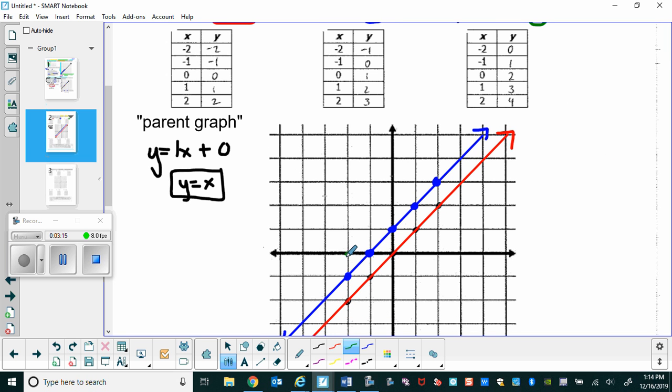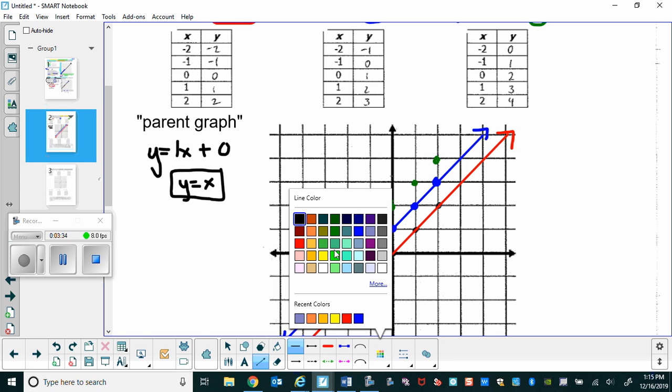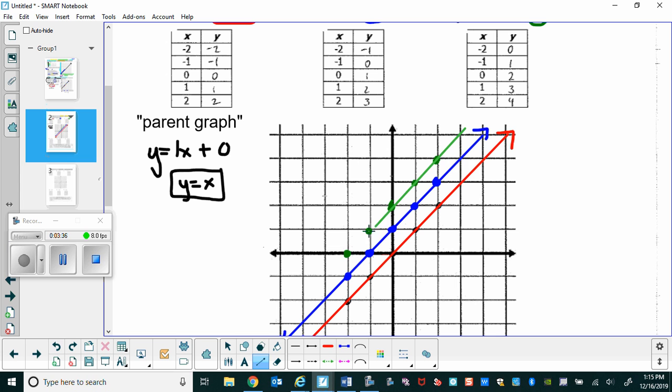So now let's plot these points. We're going to move back 2 and then not go up or down any. We've got -1, 1, so I'm going to go back 1, up 1. We've got 0, 2. We've got 1, 3. And the last point we're going to plot is 2, 4. So now this line will be in green so that it stands out. All right, and when we connect here, there is, once again, a parallel line because it's still just regular x, y equals x.